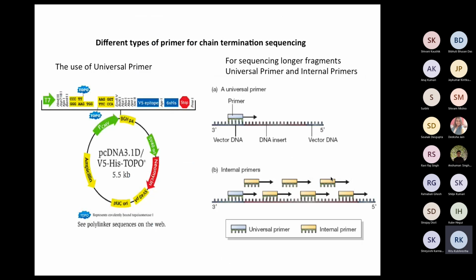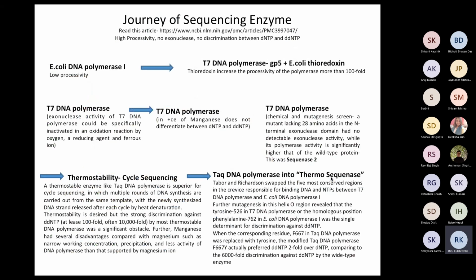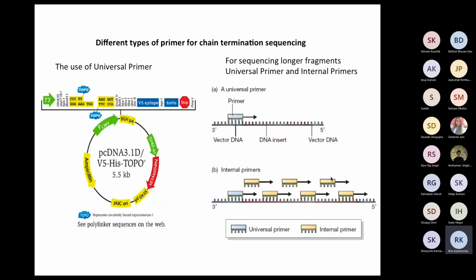Okay, so till now what I've told you is the Sanger method, the manual method and the automated method, and then I also introduced you to the various sequencing enzymes that are currently being used for sequencing by the Sanger method. Then I think you have been introduced to the term called universal primer.